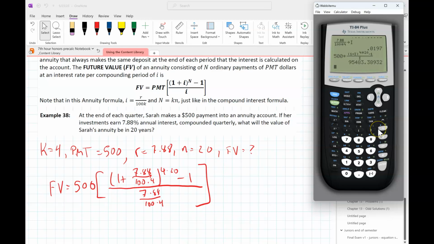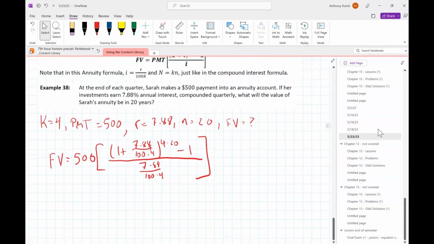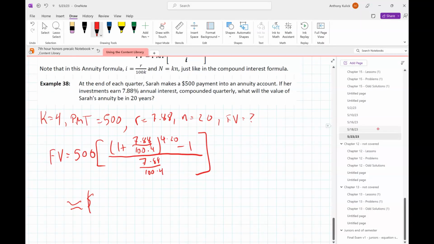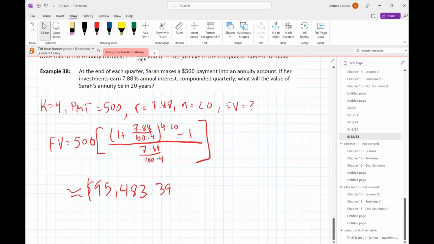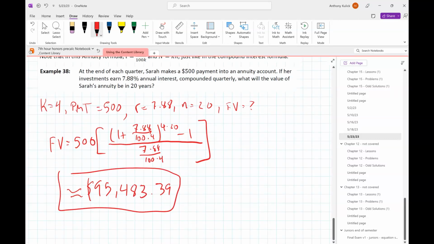So what does she end up with? $95,483.39. That's not right, though. It's $83. $83. There we go. Everybody okay with that?